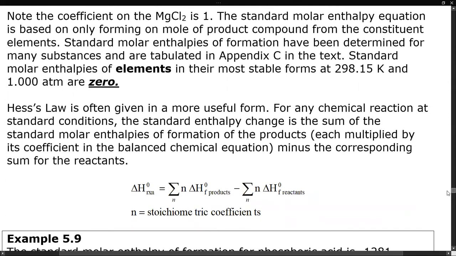Hess's law in its more useful form: for a reaction occurring under standard conditions, the standard enthalpy change is the sum of the molar enthalpies of formation of the products, each multiplied by its coefficient in the balanced reaction, minus the corresponding sum for the reactants. So it's products minus reactants, where the n in the formula represents the stoichiometric coefficient.